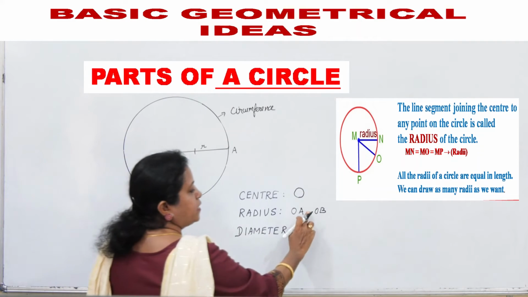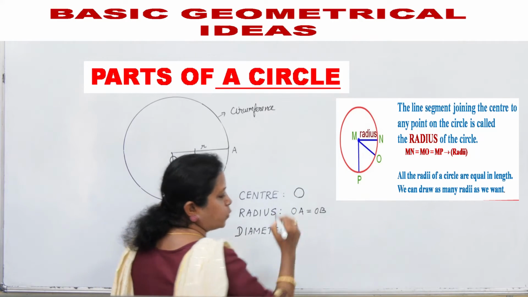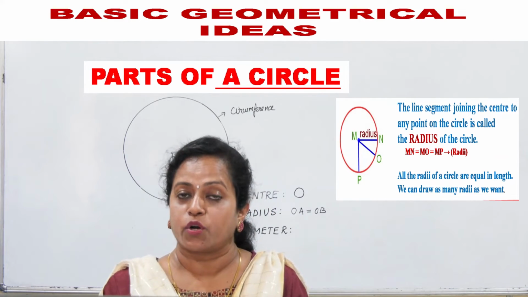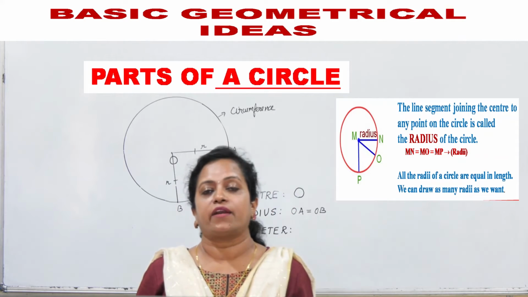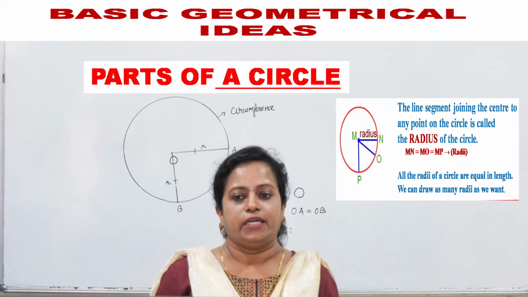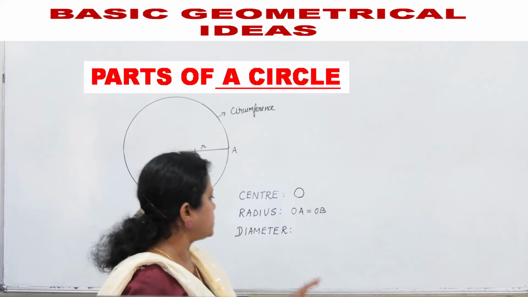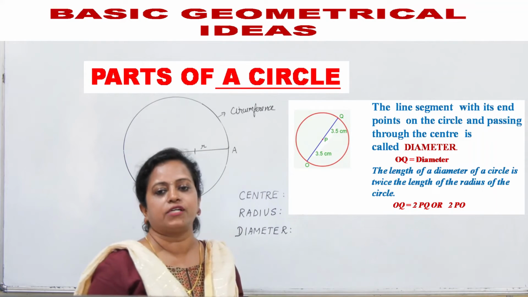And you will find that these two radii are equal. Not only these two, you can draw a number of radii in the given circle, and all the radii will be of equal length. Okay? Now, the next term you have to understand is the diameter of the circle.